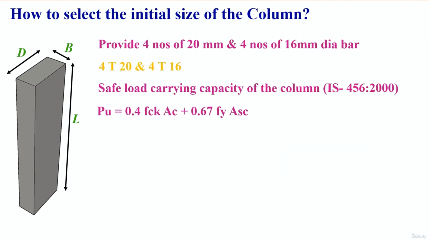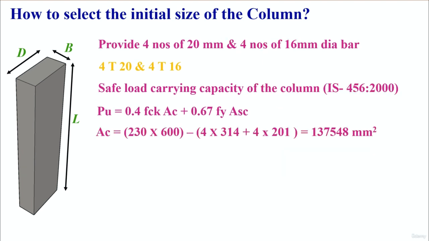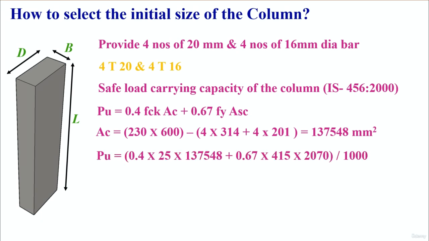Now let's apply all the values in this formula. First we need to find out the area of concrete. Area of concrete is equal to gross area minus the steel area. So gross area is 230 by 600, that is the area of the column, minus 4 multiplied by 314, that is the area of 20 mm dia bar, plus 4 multiplied by 201, that is the area of 16 mm dia bar. So we get 1,37,548 mm square.